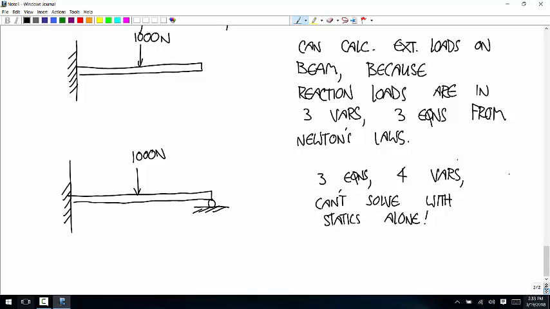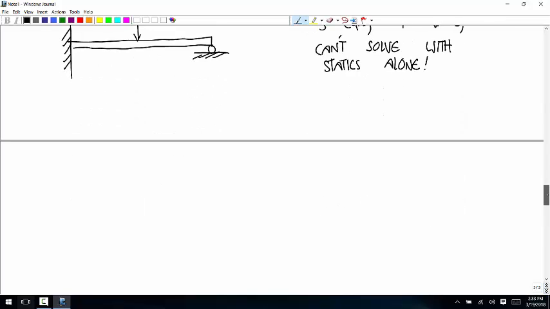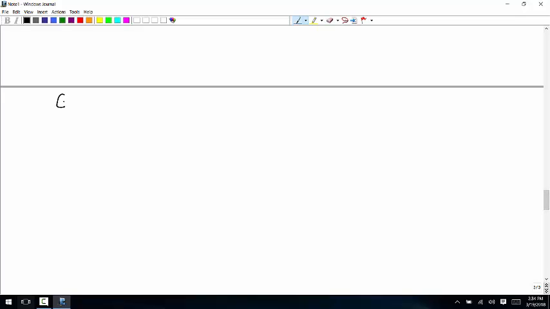Okay, so let's start out with elongation. I'll say this is number 1, and the first type of elongation that we're going to deal with is due to internal tension and compression.